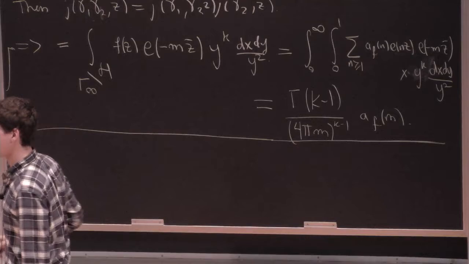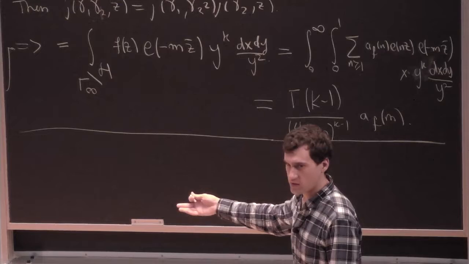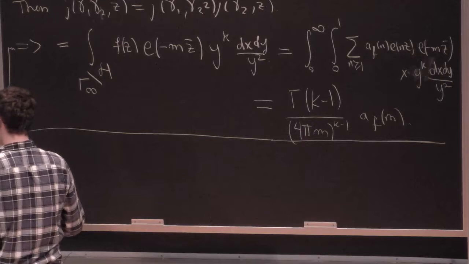So maybe I'll do this in a little bit more generality than just this one Poincaré series, because that'll be useful for us later. We won't have to redo work when we go to the Kuznetsov formula. So here's a slightly more general version of this Poincaré series. This is maybe called an incomplete Poincaré series.